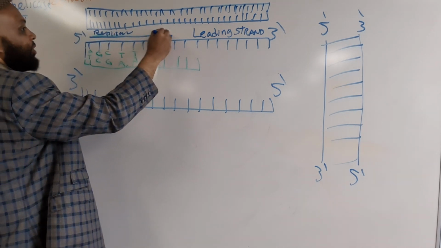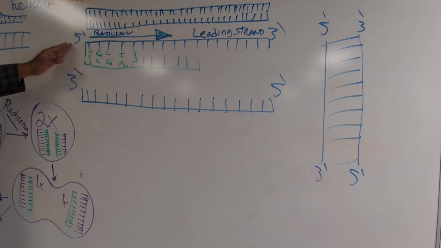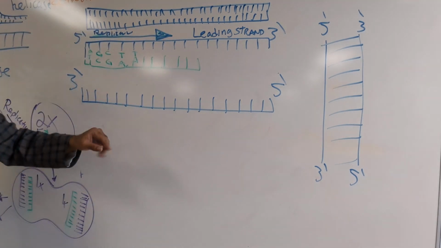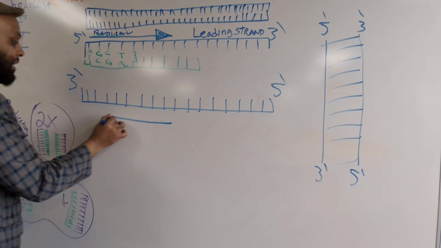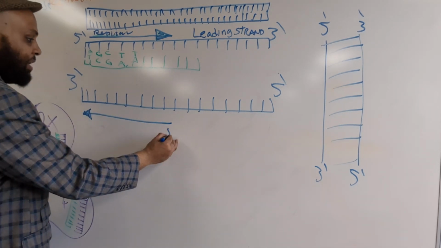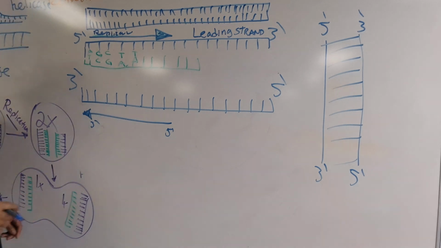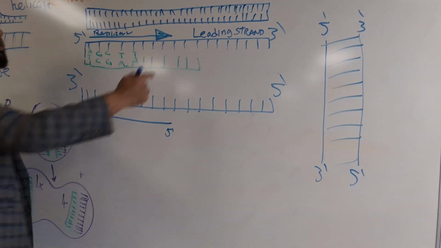The law says you can only replicate 5 prime to 3 prime. But what about here? What's going to be the direction of my replication? It's going to be this way. Excellent. So that's going to be my direction of replication from 5 prime to 3 prime. The strand that you have your normal direction, 5 prime to 3 prime, that's your leading strand.